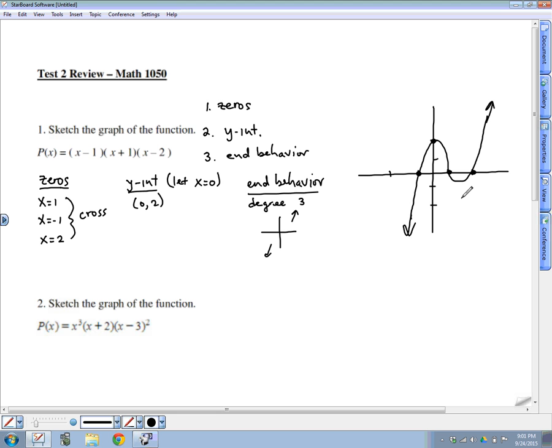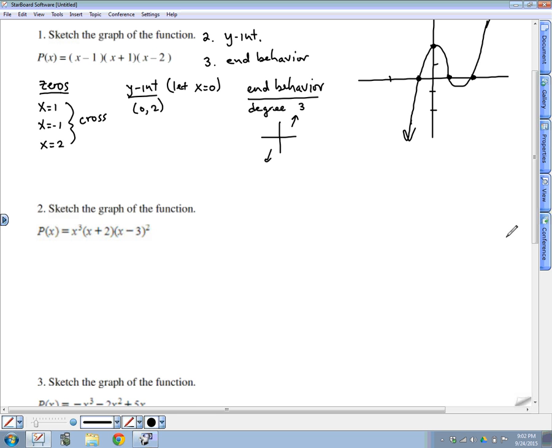Now, what you've got to realize on the exam, if this were a multiple choice question, then you wouldn't actually be graphing this from scratch. You'd be choosing the correct graph from a choice of 4. So what you would want to look for is a graph that has the correct zeros, the correct y-intercept, and the correct end behavior.